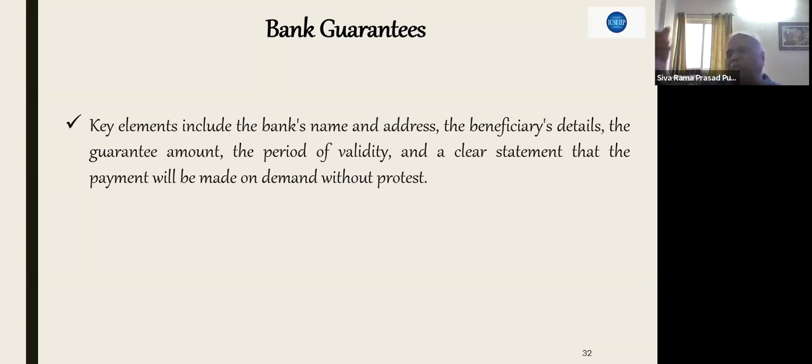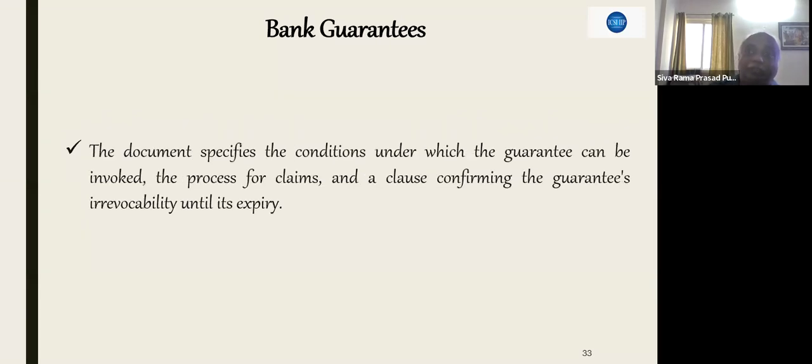In that case, why are you doing that business? As per the terms and conditions, why did you list the applicant's name? The beneficiary is clearly telling that the applicant has not performed that particular job. So, without protest, the document specified in the conditions under which the guarantee can be invoked. The process for claims and the clause confirm the guarantee's irrevocability until the expiry.